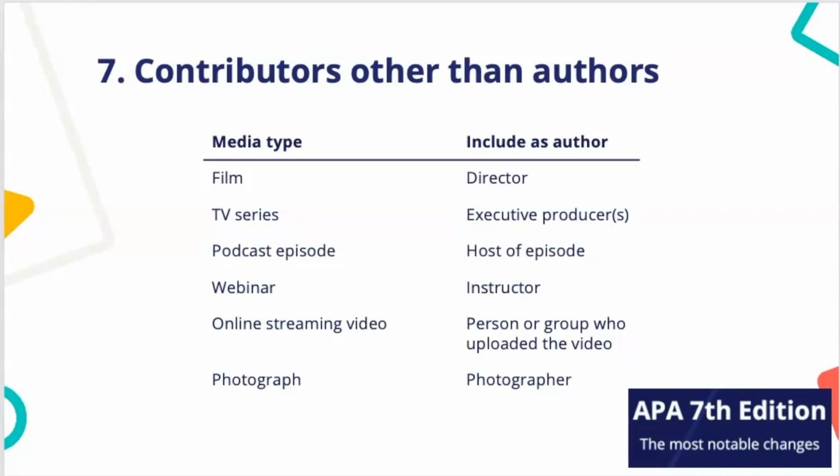Clear guidelines are provided for citing contributions other than authors and editors. The contributors appear in the author position. The role of the contributor is added in parentheses after their surname. Like if we are writing about the director, then we have to write Sharma, comma, PN, in brackets, Director. So you have to mention whether the author is a director, executive producer, or host of the episode. We have to mention it in parentheses.